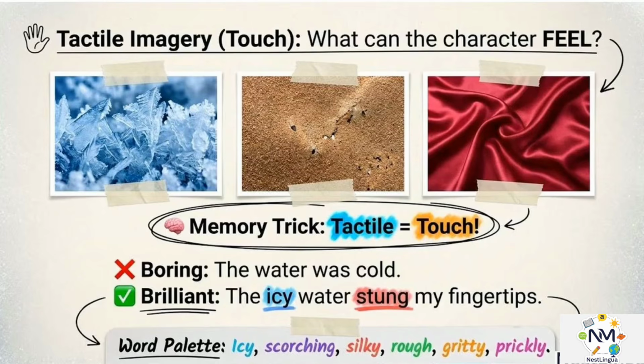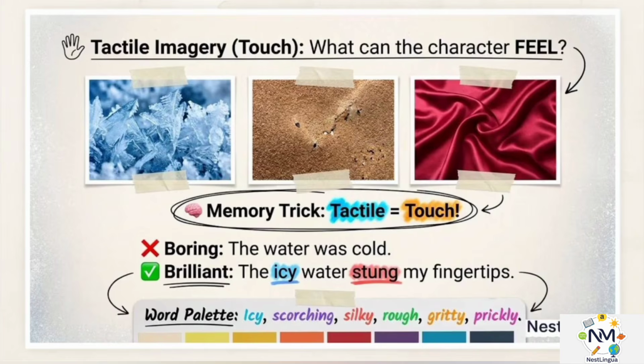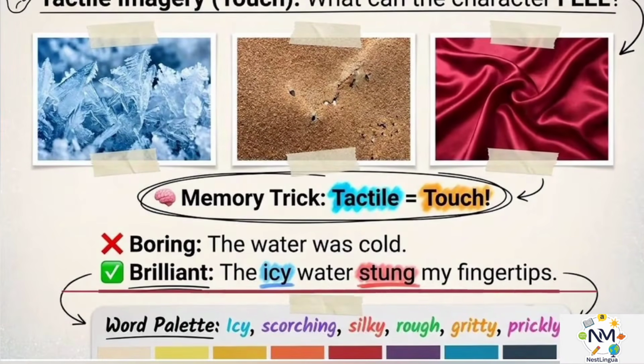Tactile imagery describes what a character physically feels, such as the sting of icy water, the slide of smooth silk, or the grit of dry sand. This word palette shows how replacing general temperature words with specific sensations, like icy water stinging my fingertips, triggers a physical response in the reader.